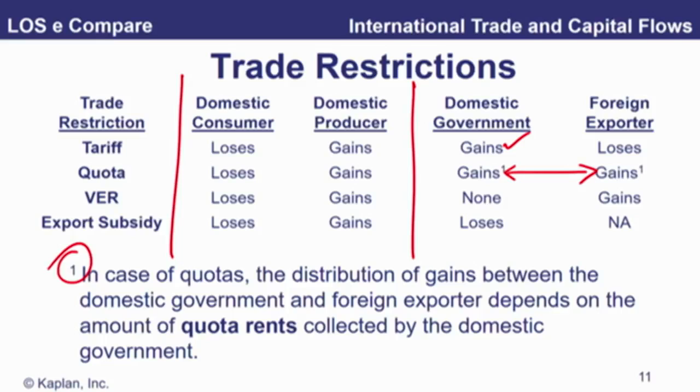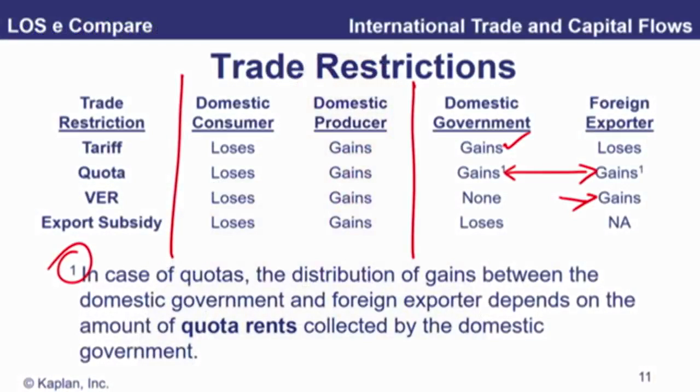Now, let's compare and contrast that quota to the VER. If it's a VER, it was the exporting country who set this up. So certainly the government isn't getting it. So the gain goes to the foreign exporter, the main reason for the VER. As I say, I don't see them anymore. Cars in the 1980s from Japan to the US is the all-time classic example.